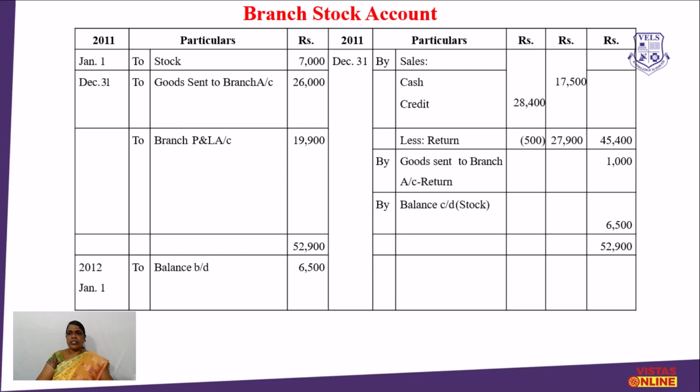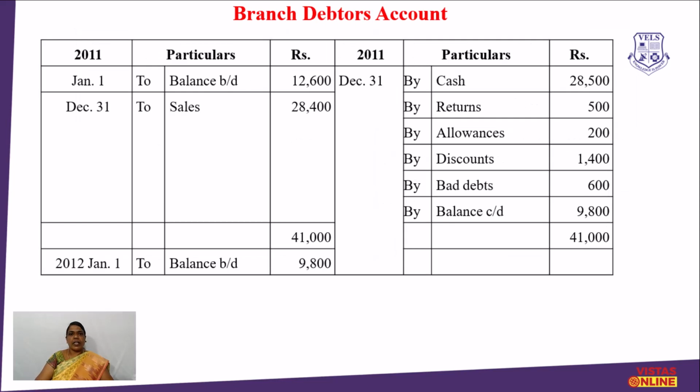52,900 minus 45,400, then minus 1,000. You will get the balance 6,500. Okay, that is the stock value. Then you will bring down that stock to 2012, the next year, as the opening balance. You bring down that value: to balance BD 6,500. Okay. Then we can calculate the branch debtors account.